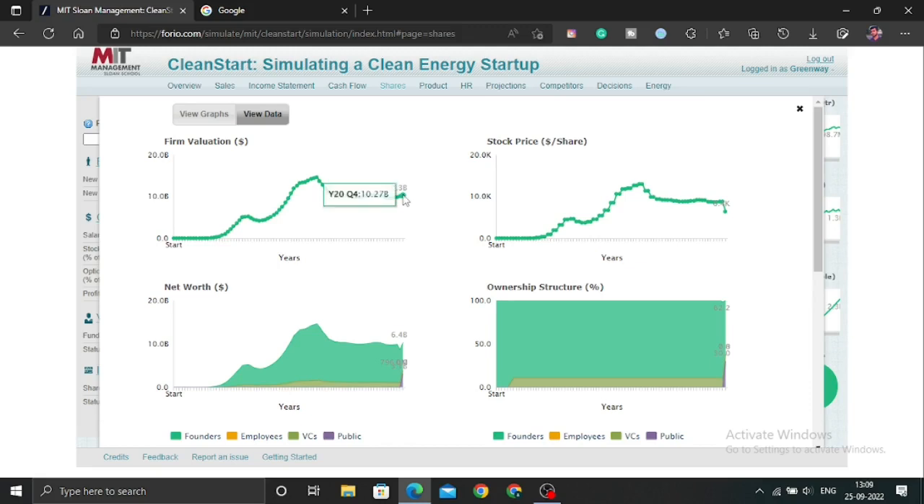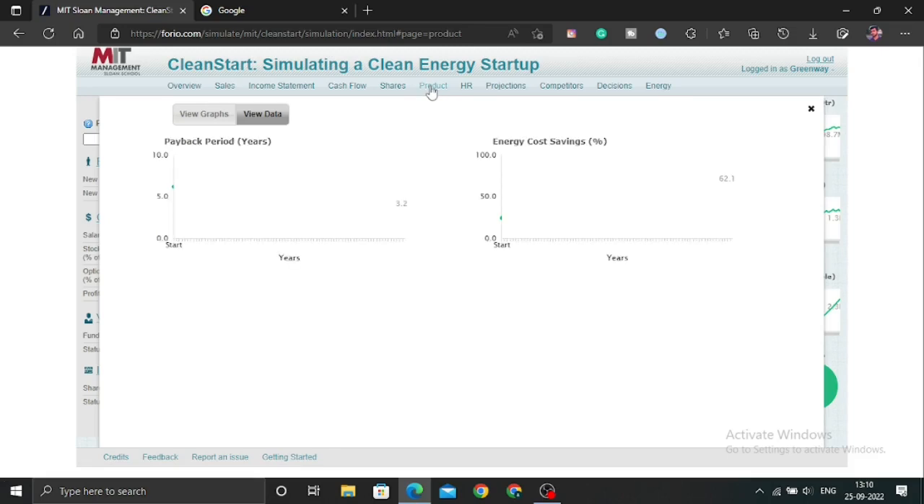10.3 billion dollars is our firm valuation. Our net worth is 6.4 billion dollars, and our stock price is 6.393k. 6.393k means 6k is our stock price, and in the ownership structure, you can see that we hold almost the majority of the company. So basically this is the product. You can have a look there.